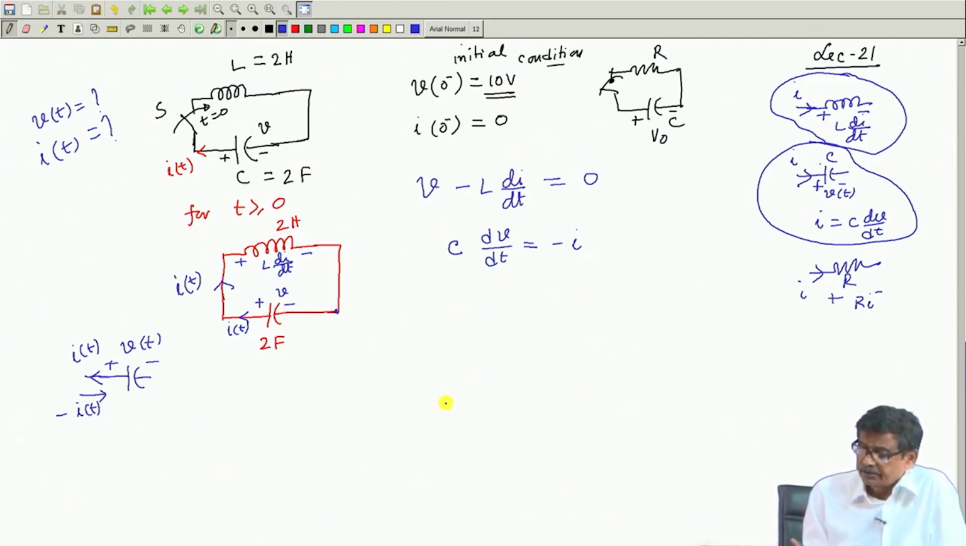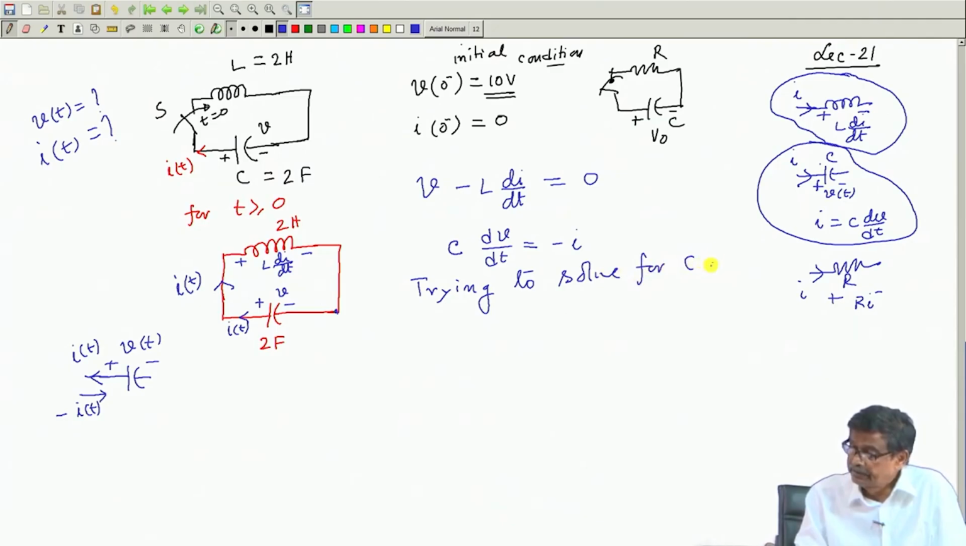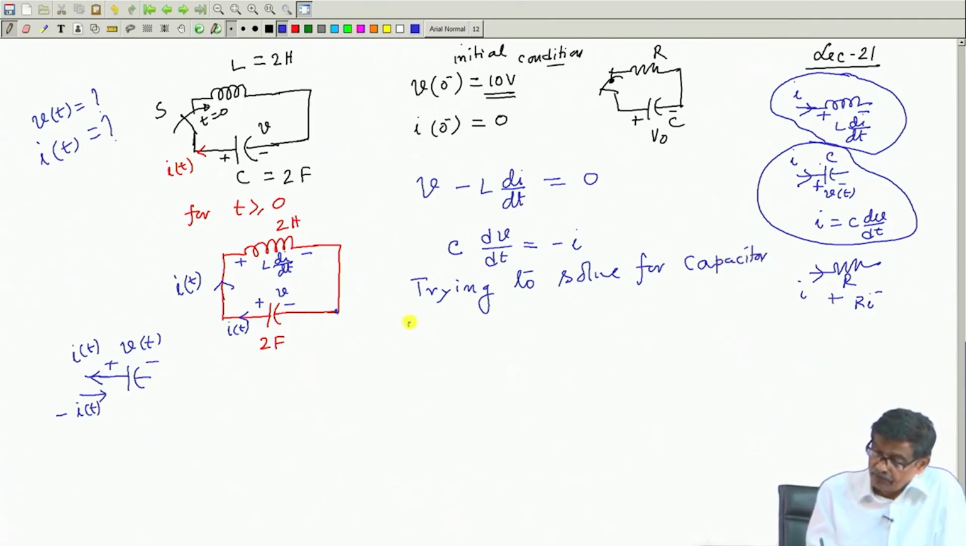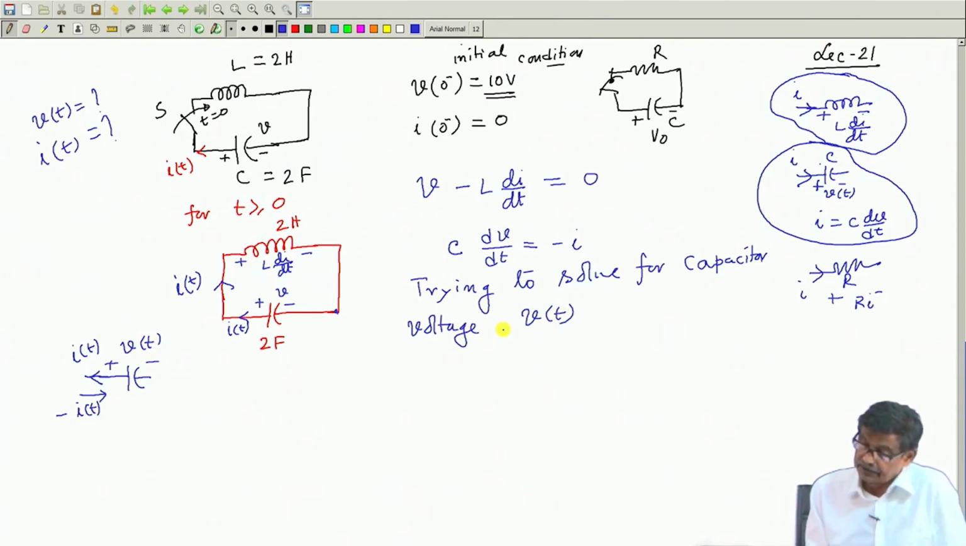Therefore, my first task is to solve for the capacitor voltage V(t) at any time t. My target will be to form a differential equation involving V only. I will not form any integro-differential equation.